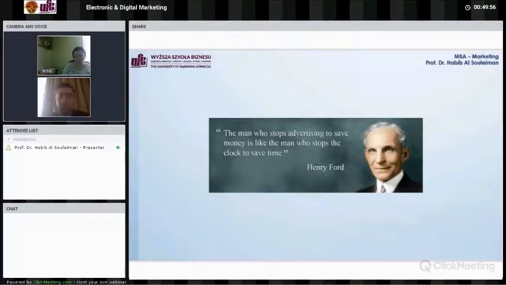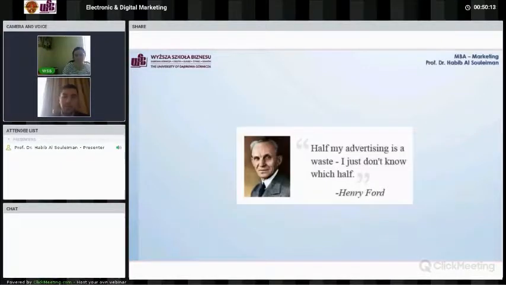So, Mr. Ford, the owner, all of you know the Ford cars. Henry Ford, he's the creator of the Ford cars. He said the man who stops advertising to save money is like the man who stops the clock to save time. And the same guy said, half of my advertisement is waste. I just don't know which half.